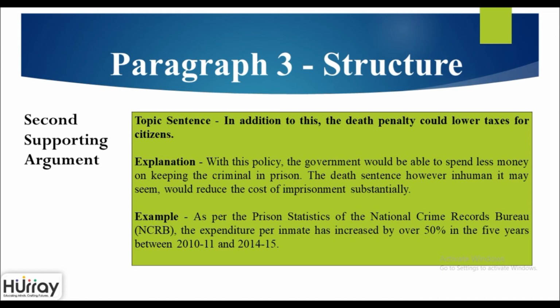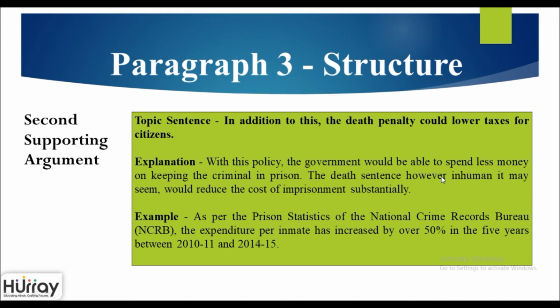And if you give it a bit of a twist and think from that perspective, you could actually come up with many points. So what you can do is pick up this particular aspect. Now in here, the topic sentence says that in addition to this, the death penalty could lower the taxes for citizens. This is your second point. But you just cannot write this particular sentence and stop. How will it lower and what are its effects?